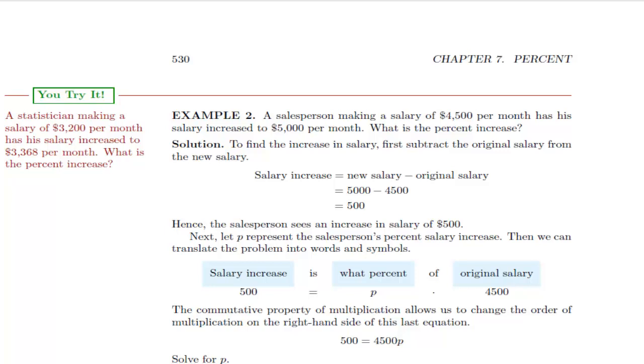Next, let P represent the salesperson's percent salary increase. Then we can translate the problem into words and symbols. The salary increase of 500 is equal to what percent P of, or times, the original salary of 4,500. The commutative property of multiplication allows us to change the order of multiplication on the right-hand side of this last equation. So we get 500 equals 4,500 P.